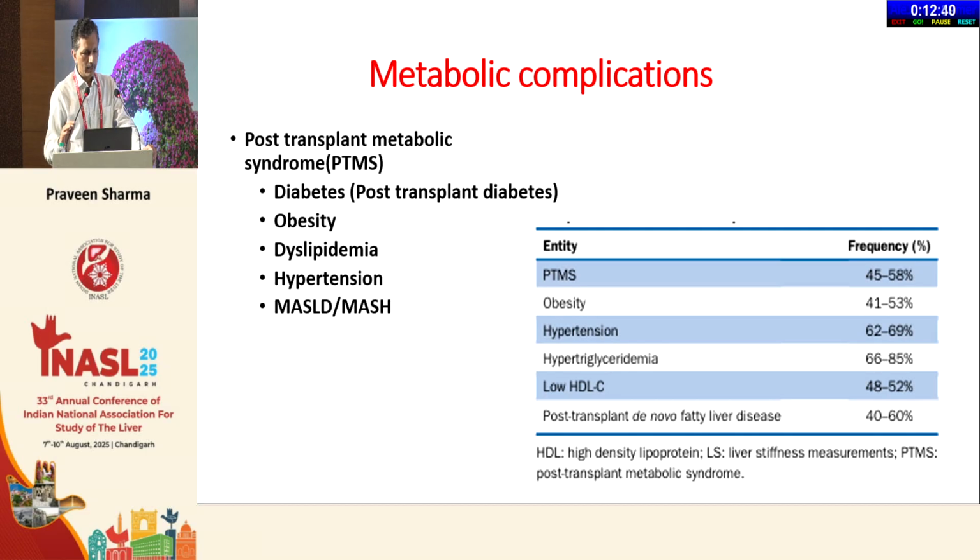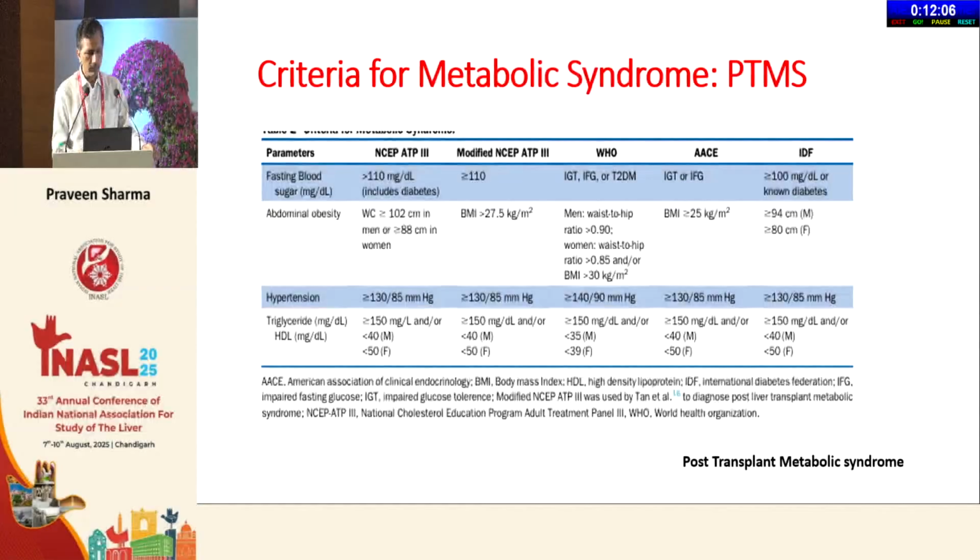So what are metabolic complications? Metabolic complications include post-transplant metabolic syndrome, which comprises different factors: diabetes, obesity, dyslipidemia, hypertension, MASL, and MASH. Within 2 years of transplant, most of these patients develop one or other metabolic complication. Metabolic syndrome will develop in about 50 to 60% of patients, obesity maybe 50 to 60%, hypertension as well, and about 50 to 60% of patients will have one or other metabolic complication.